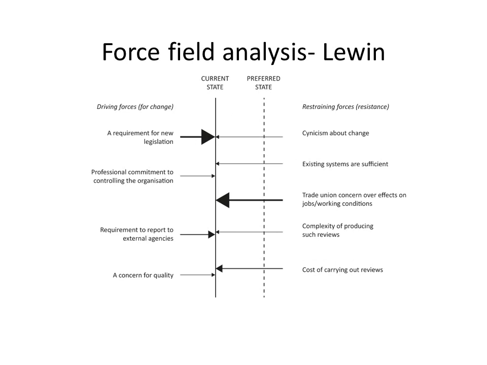The diagram is usually depicted like this. It can be a vertical or horizontal line, but this shows the current state where there are driving forces for change, such as a requirement for new legislation, professional commitment to controlling the organisation, requirement to report to external agencies, and on the right hand side we've got the restraining forces that are resisting the change, and the dotted line is where we would like the organisation to be. So we need to allow the change to take place by reducing the resisting forces and letting the change move across, lock it into position, and enforce the change in that manner. So it is a very useful tool, this force field analysis.